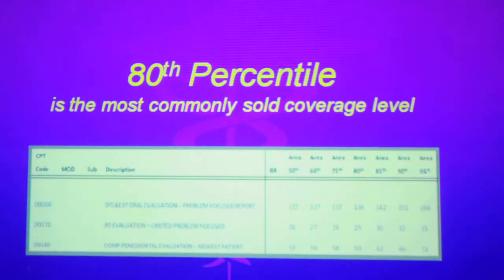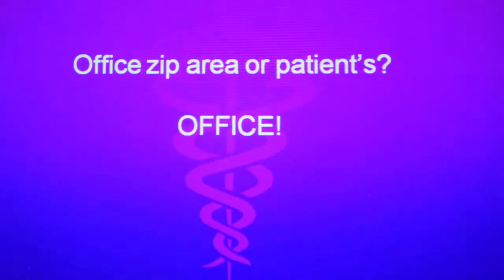The 80th percentile is the most commonly sold. If I'm an insurance rep and I sell the school district, maybe they can't afford as much, so they buy a cheaper policy. Maybe it's represented at the 60th percentile, but the 80th percentile is most commonly sold. Most of your patients coming through the door have the 80th percentile of coverage. Why would you charge less than that? Anytime you're getting paid as much as you submit, you know you're too low.